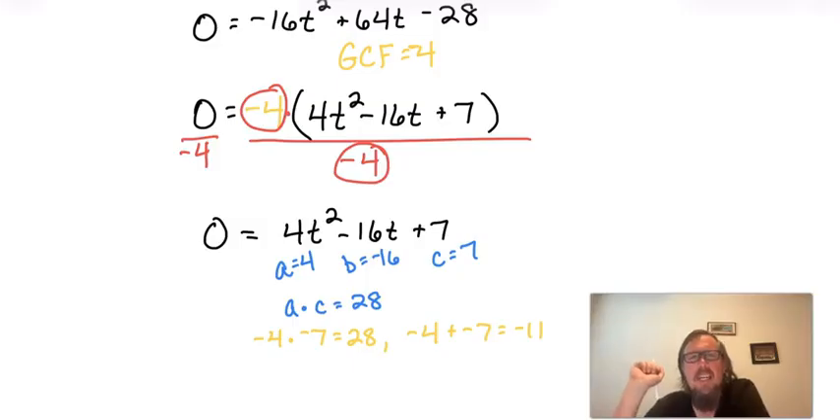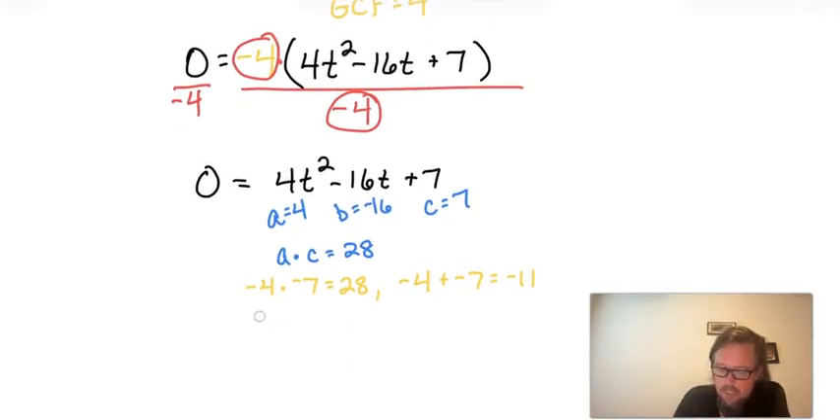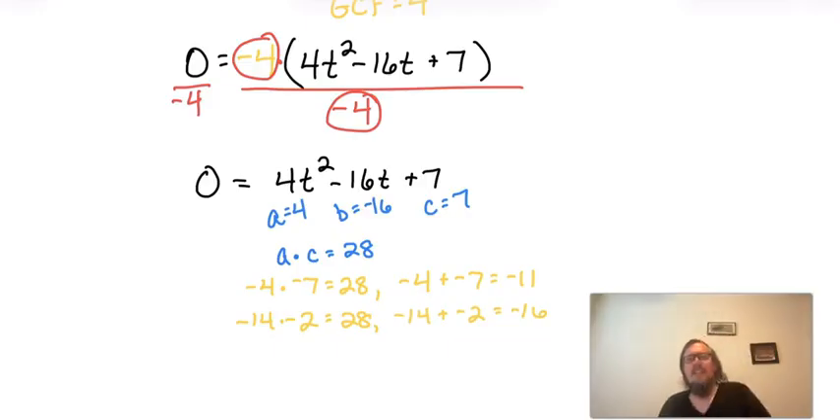How else can I get 28? Oh, I like 14 and 2. 14 and 2 will get the job done. So -14 times -2 is +28. And then -14 plus -2 is -16. Okay, great. I like that a bunch.